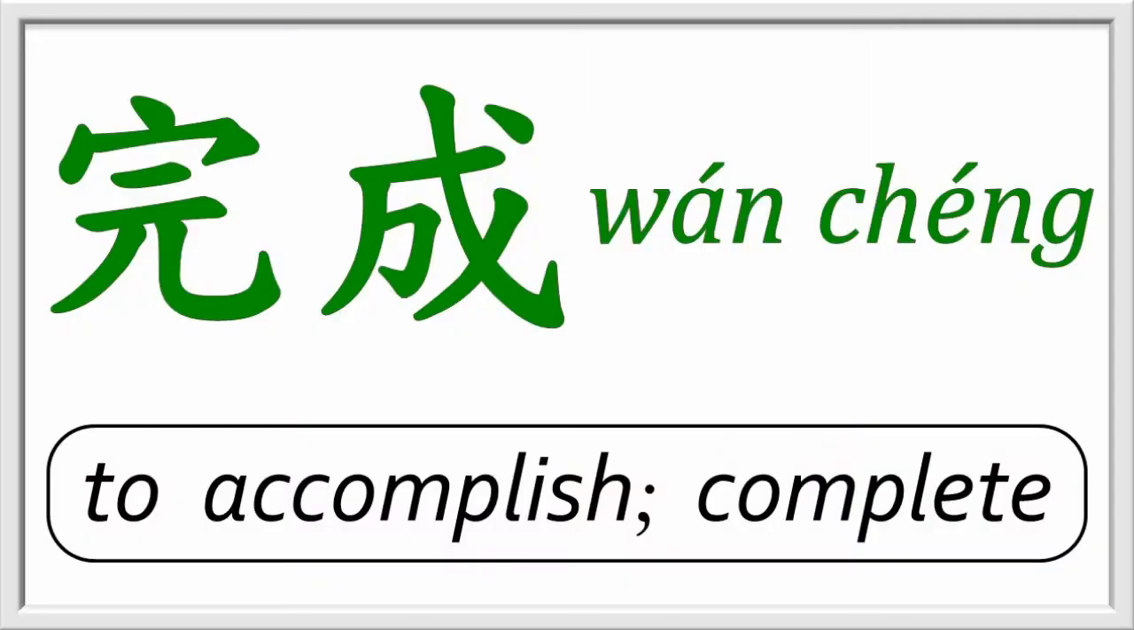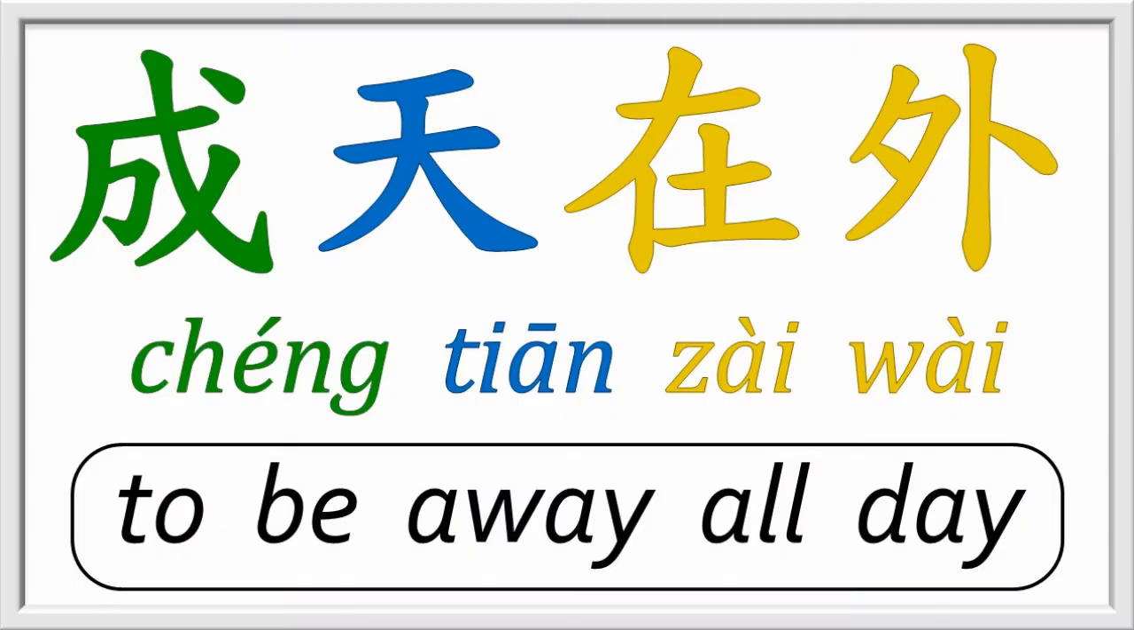When combined with 完 from lesson 13, we have the most common expression for the verb, to accomplish, or to complete. 完成. This idea of whole or complete can also be used with some time expressions, to emphasize the length, as in this example. 他成天在外. He or she is away from home all day long. Following is a possible sense progression to help in remembering the character 成.